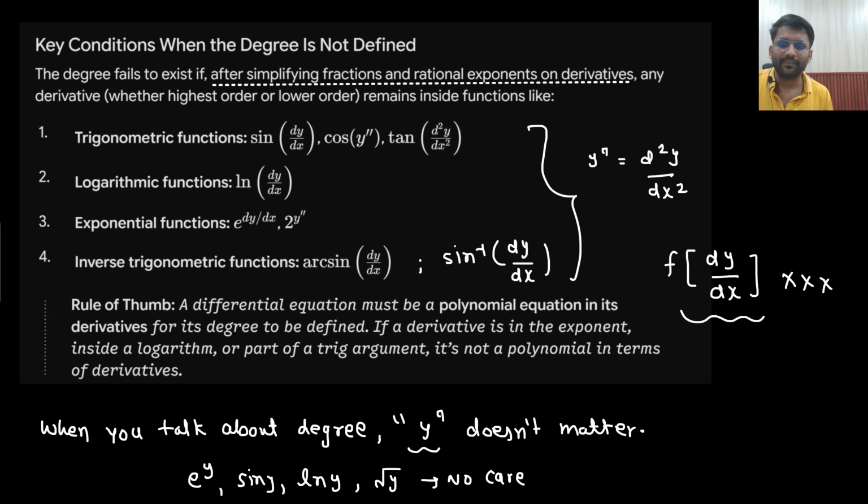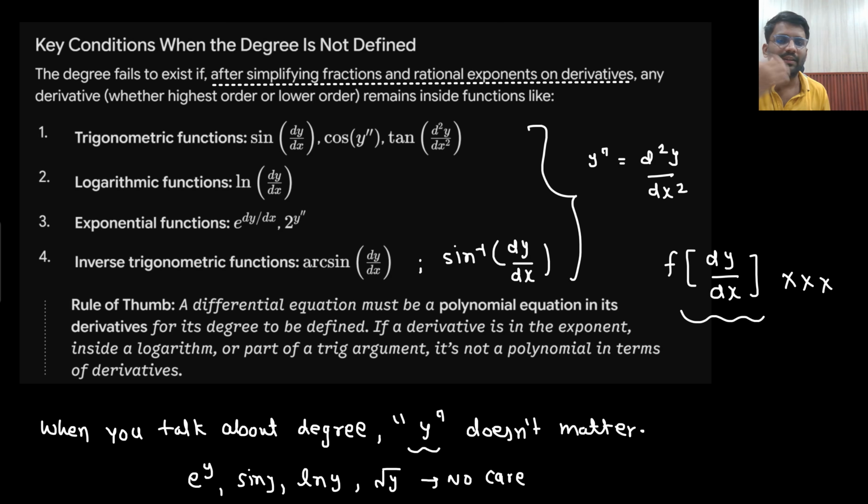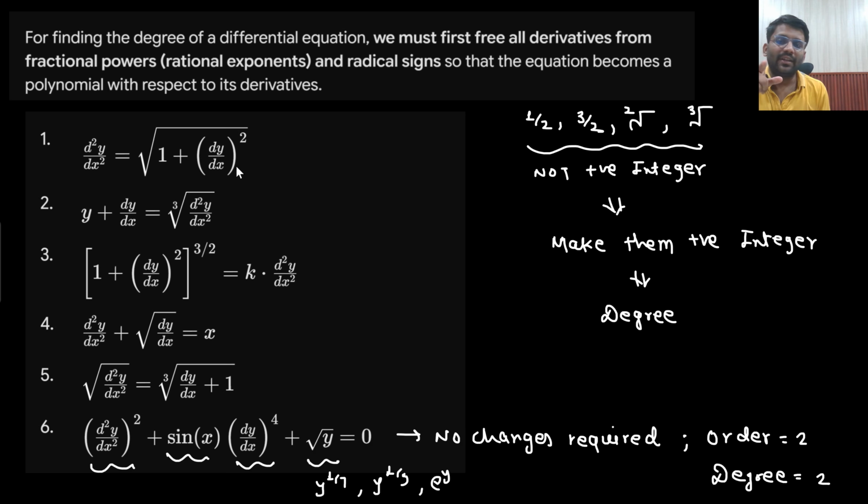Order, understood. Degree, when is the problem with the degree? The problem with the degree is that if my dy/dx, d2y/dx2 are trapped inside some sinusoid or cosinusoid, then there is a problem. So degree will not be defined. There is one more problem: if they are coming in radicals, like power 1/2 or 3/2, under root or cube root, then I will remove them by doing the squares and all, and then I will define the degree.